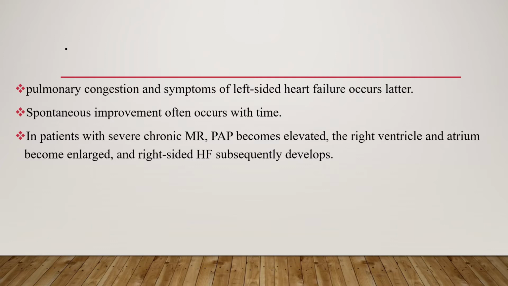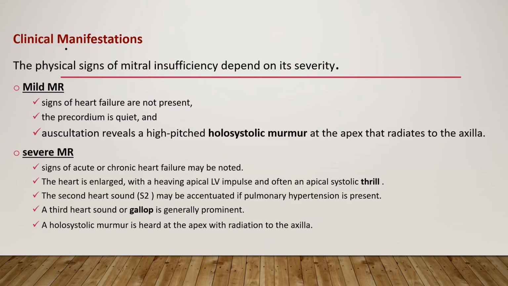In patients with severe chronic mitral insufficiency, pulmonary arterial pressure becomes elevated, the right ventricle and the atrium become enlarged, and right-sided heart failure subsequently develops due to the left-sided heart failure from severe mitral insufficiency. When we look at the clinical manifestations of mitral regurgitation, the physical signs of mitral insufficiency depend on its severity.